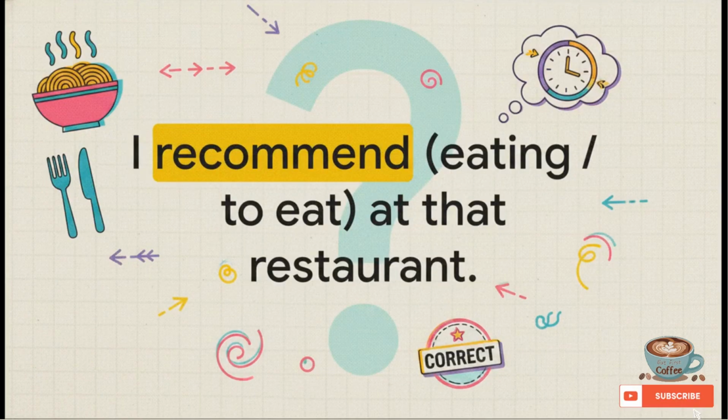Let's test this right now with a really quick, low-stakes quiz. I recommend eating at that restaurant, or I recommend to eat at that restaurant. Which one of those sounds correct to you? Think about our new rule. When you recommend something to a friend, are you looking forward to an intention, or are you looking back at a past experience you had? Exactly. Because recommending relies on looking back on a past experience, eating is the correct choice. I recommend eating at that restaurant. See, you're already getting it.